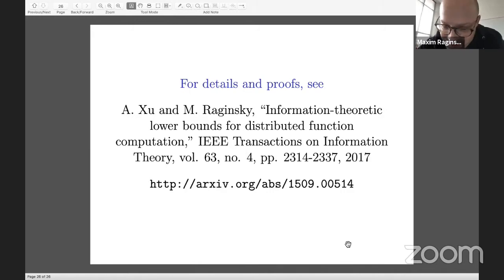And this was published in the Transactions. But if you want to look at it right now and you don't have access to your IEEE Xplore, you can go and click on this arXiv link, and everything is there. So thank you.